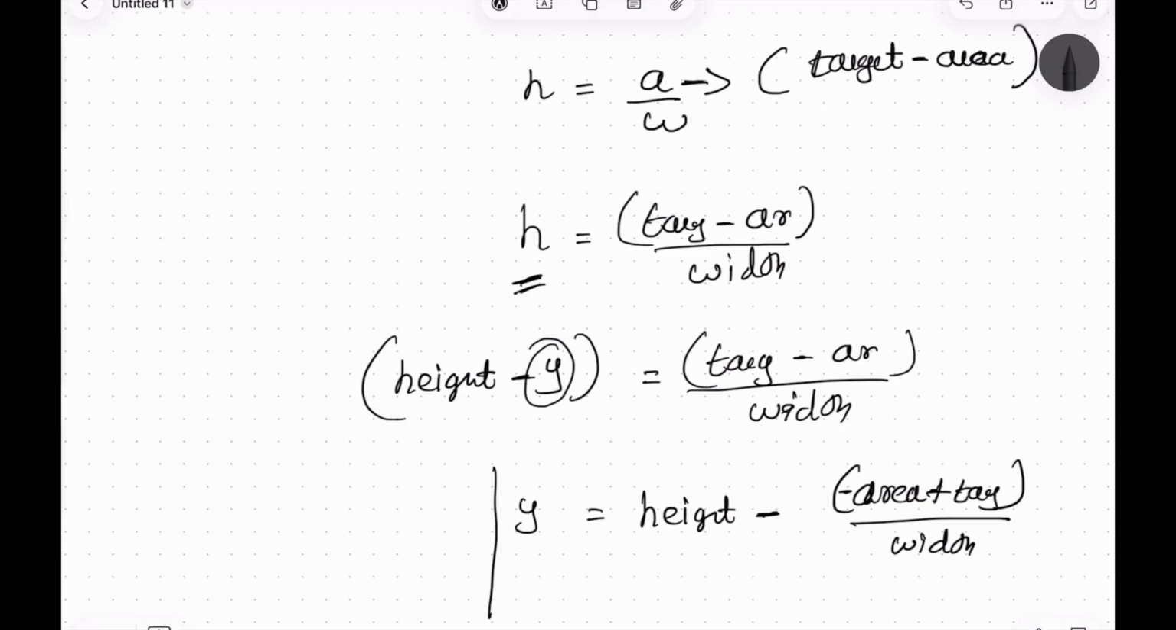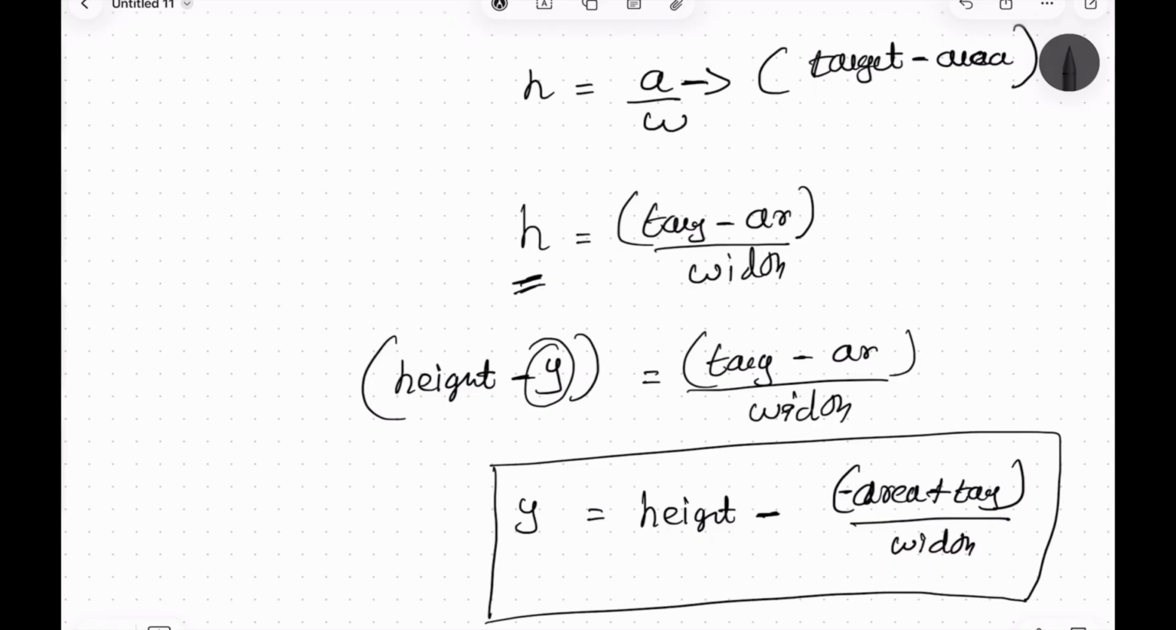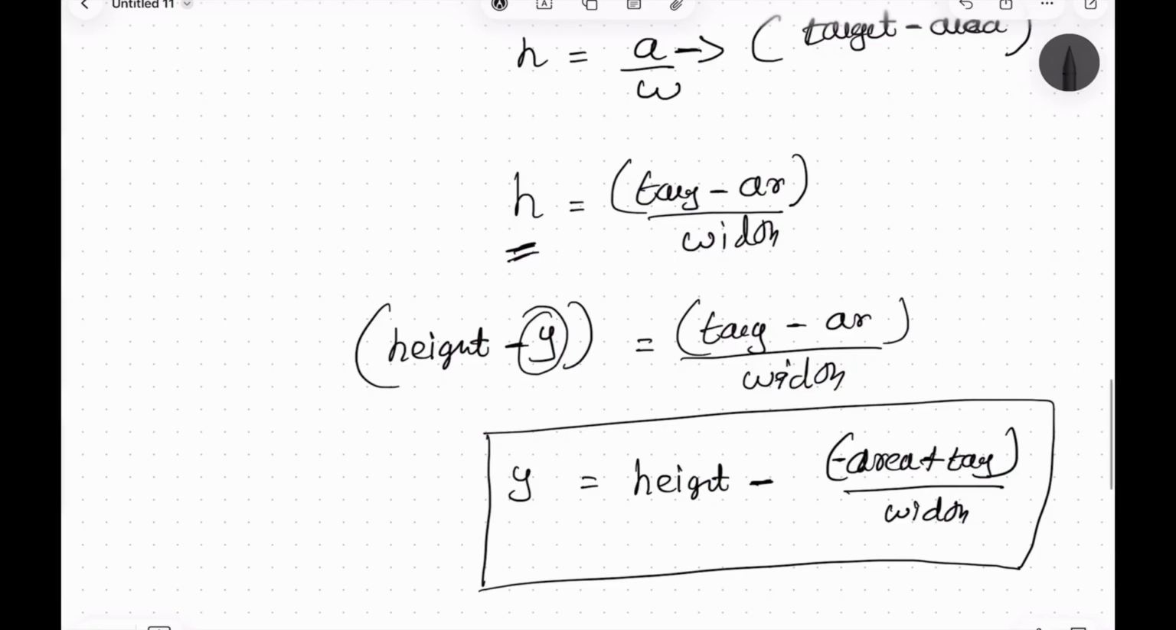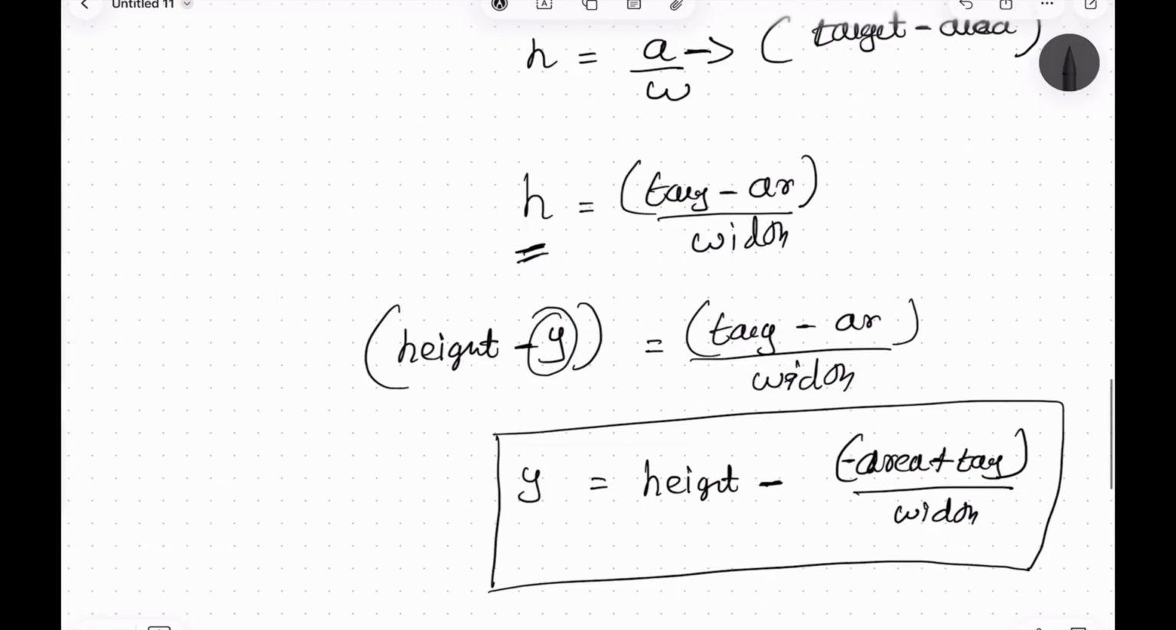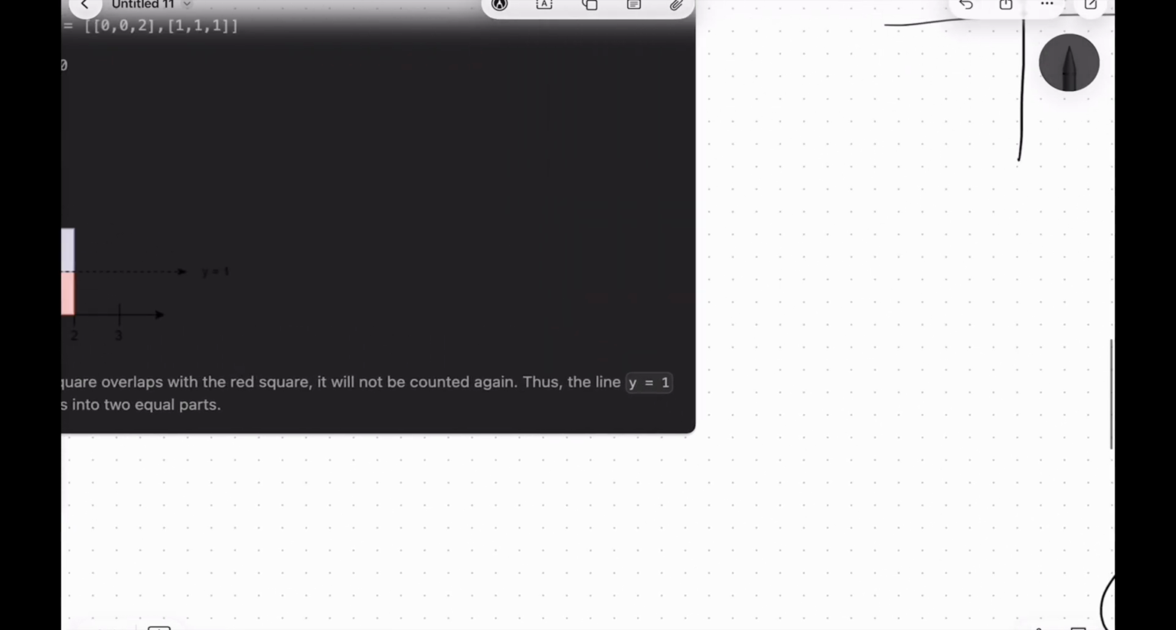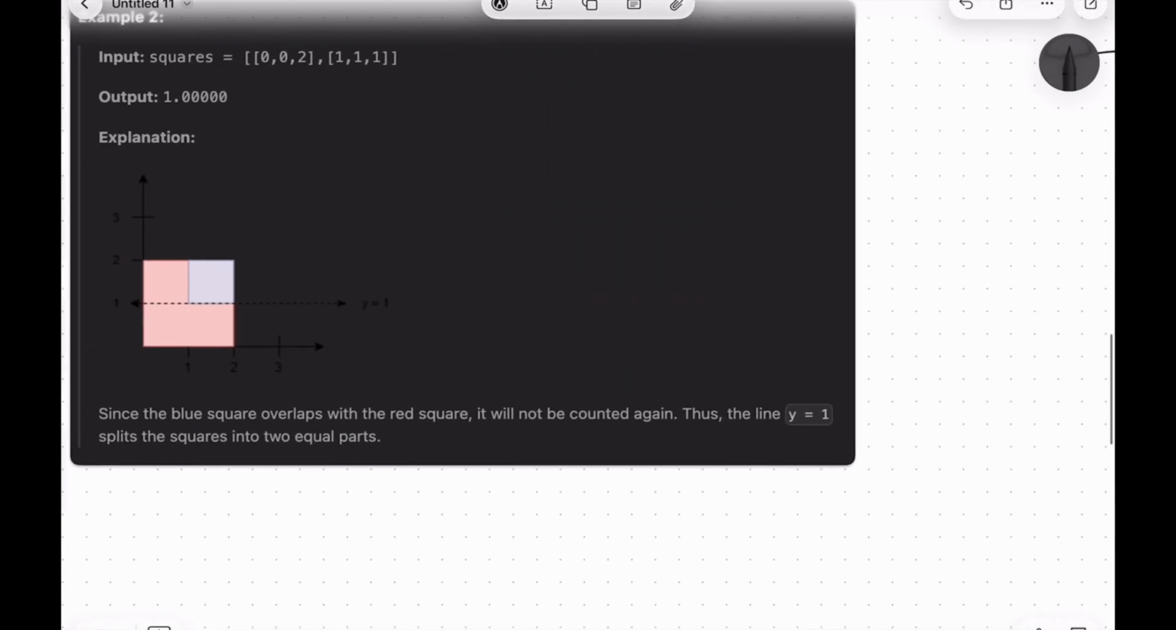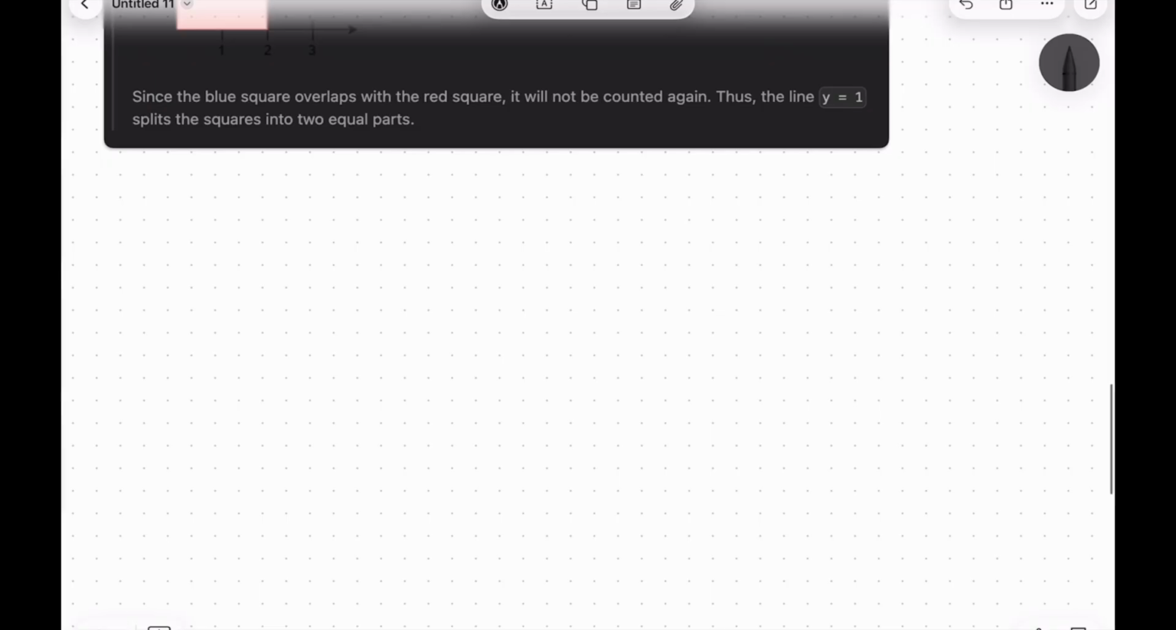So this is the formula. Remember this formula, we will be using this to substitute to find the value of y. Now let me explain this example, or I can explain another example. How we are solving here is, we will be using an advanced concept called line sweeping.